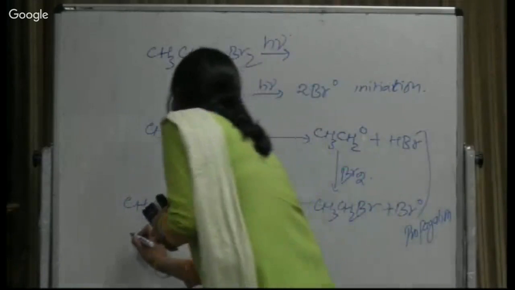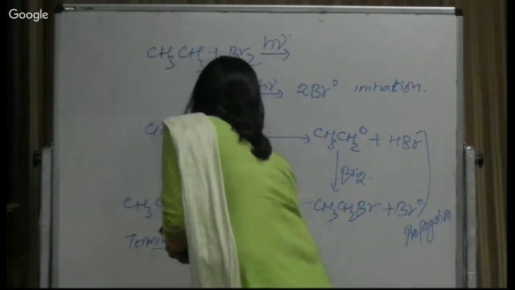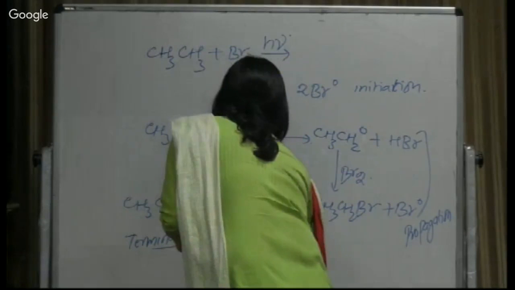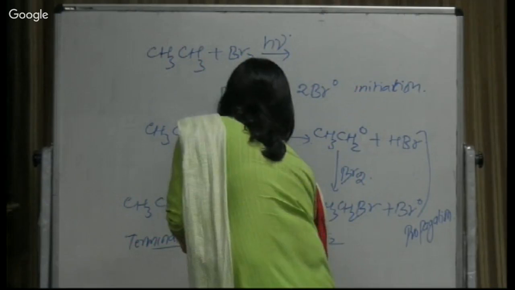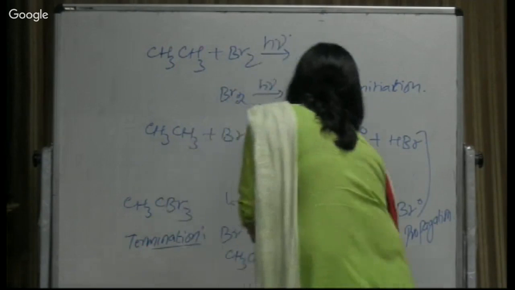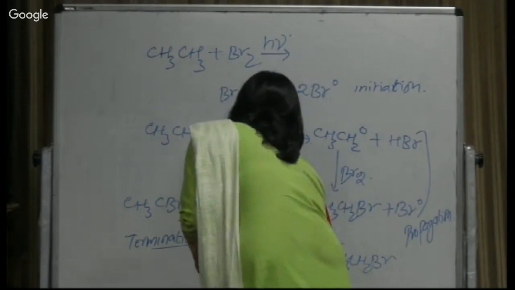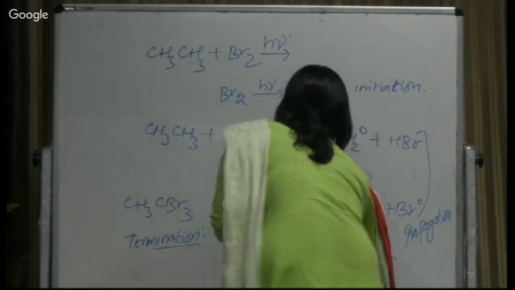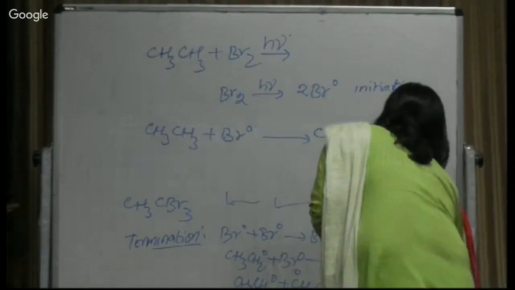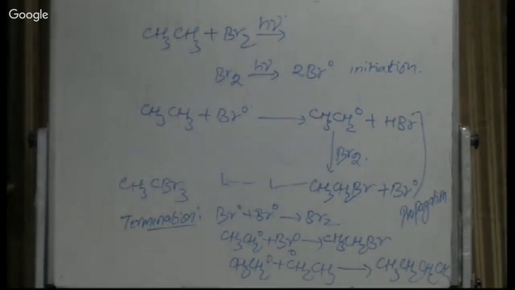And how does the termination take place? You can have bromine combining with bromine free radical to give you bromine. You can have the ethyl free radical combining with bromine free radical to form ethyl bromide, or you can have the ethyl free radical combining with itself, right? To form normal butane. Again, you get a mixture of products being formed. Okay?